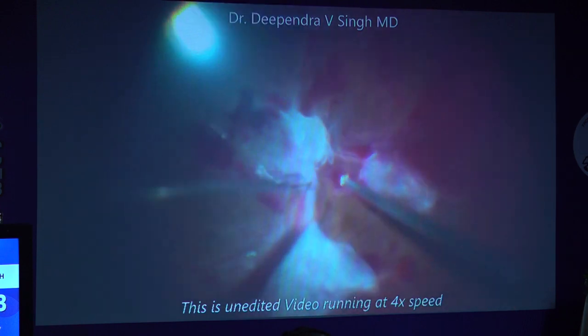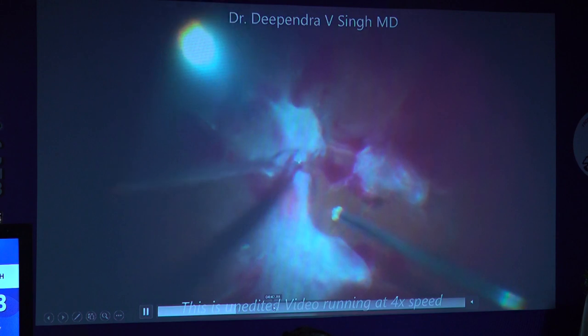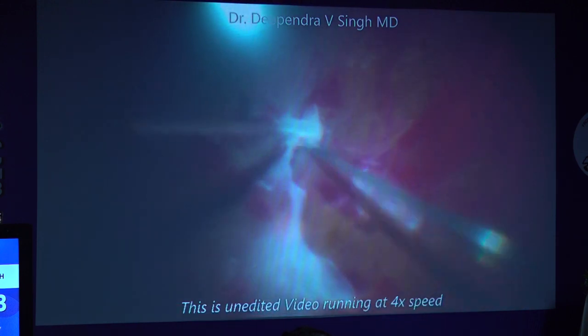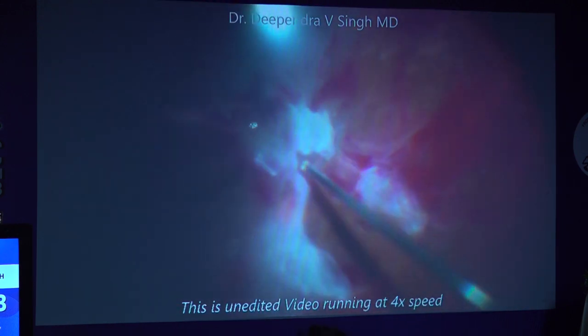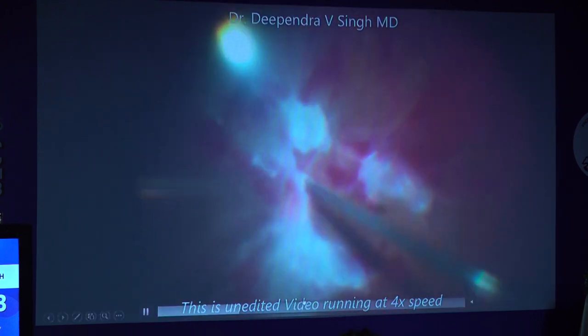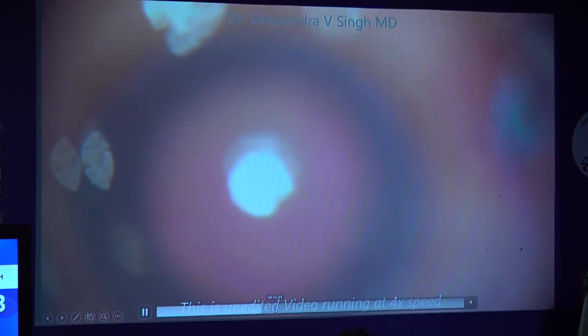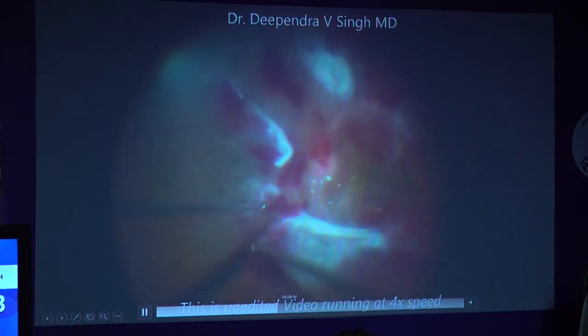And you can combine multiple forceps. You can combine forceps with the cutter. You can combine diathermy with laser. You can combine aspiration with cutter, depending on the situation. So it actually adds a lot of hands to your armamentarium when you are bimanual.